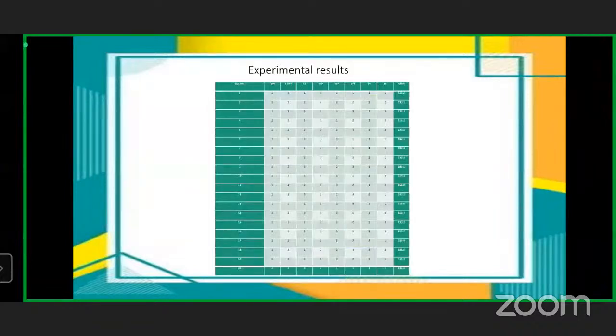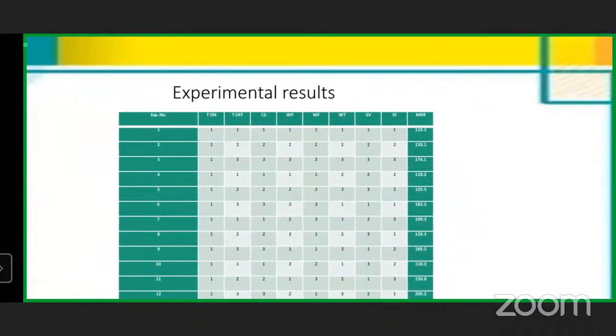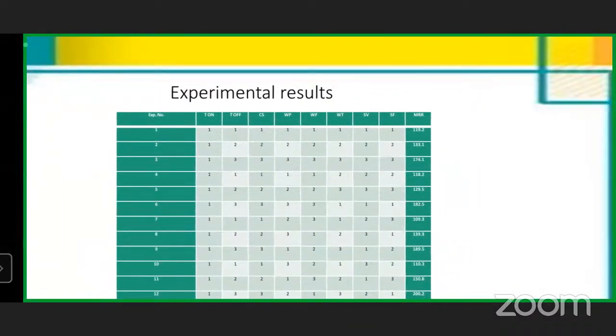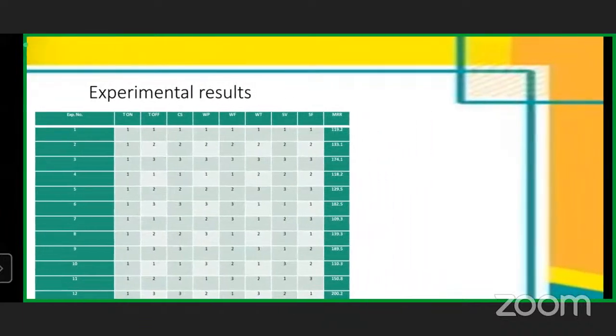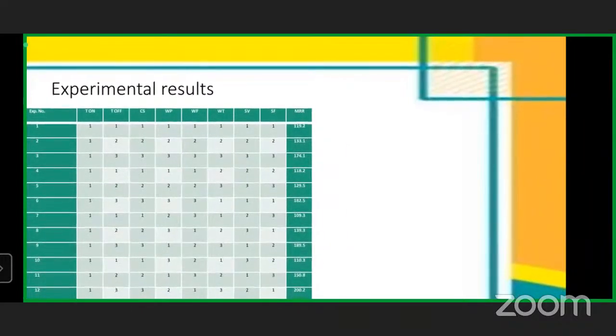Here is the experimental result. Here the columns are T on, that means pulse on time, T off, that means pulse off time, servo voltage, that means SV, and WP means wire pulse, and WF means wire feed, and WT means wire tension, SB means servo voltage, and MRR means metal removing rate.